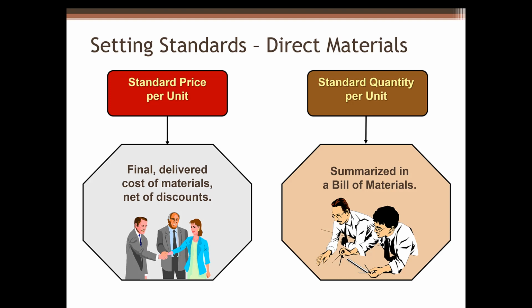Standard quantity per unit for direct materials should reflect the amount of materials required for each unit of finished product, plus an allowance for unavoidable waste, spoilage, or any other normal inefficiencies. The standard quantity per unit is summarized in a bill of materials. A bill of materials is a list which shows the quantity of each type of material in a unit of finished product.